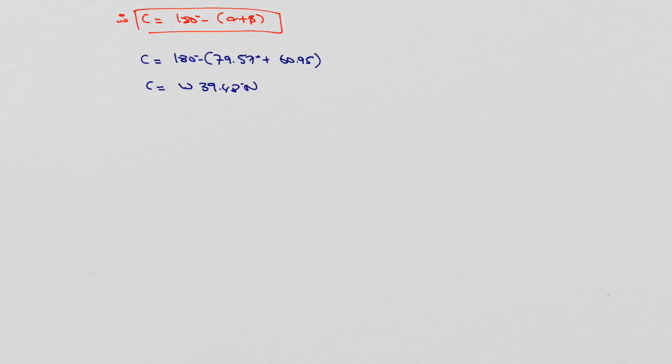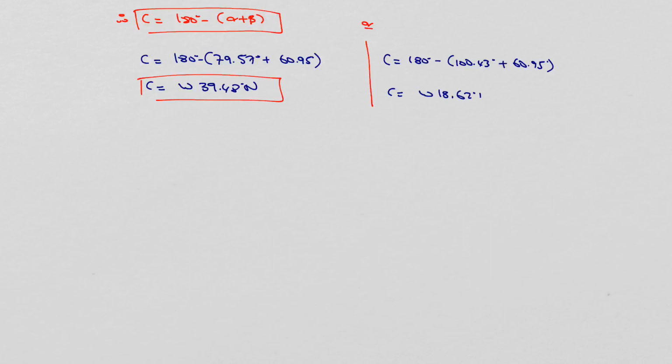that he could head west 39.48 degrees north, or we could have 180 degrees minus 100.43 degrees plus 60.95 degrees, which gives us west 18.62 degrees north. So there are two possible values for our angles.